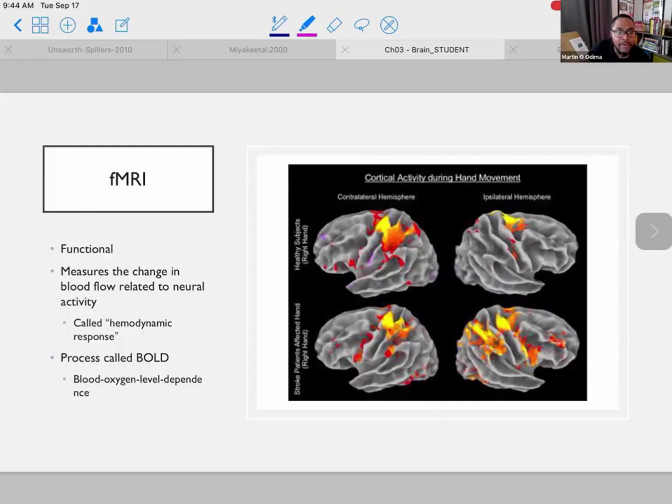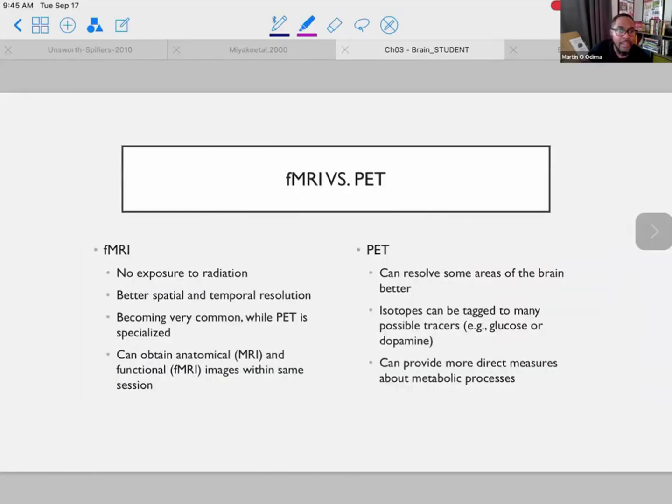And it's the cortical activity during hand movement. So what parts of the brain have more activity, or more of that hemodynamic response, when there's hand movement? Comparing the fMRI to the PET scan, an fMRI has no exposure to radiation. It's better for spatial and temporal resolution, and it's becoming more common, while the PET scan is more specialized.